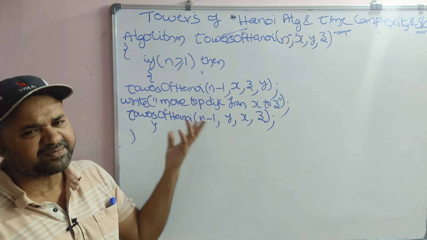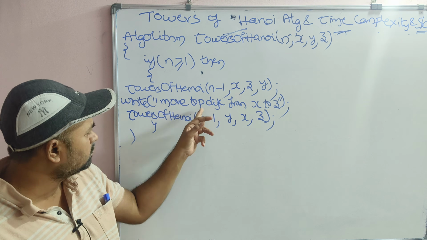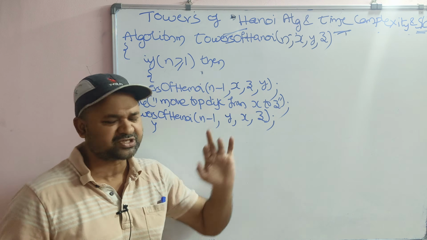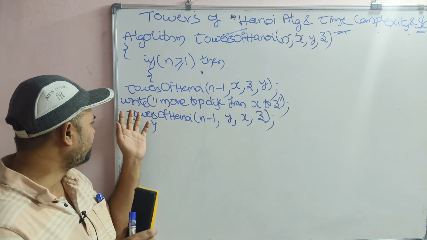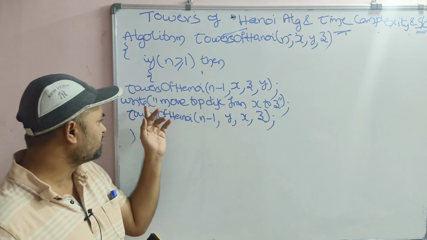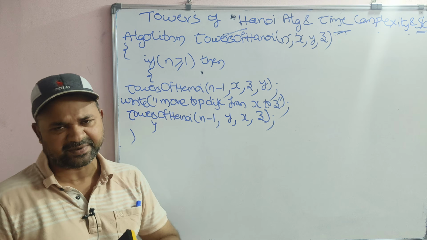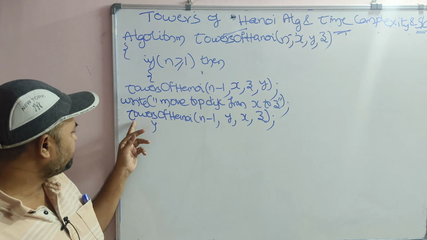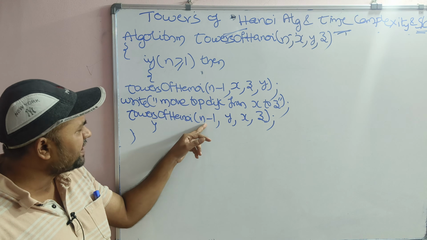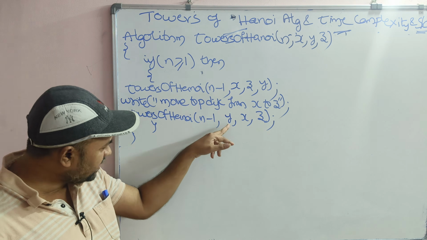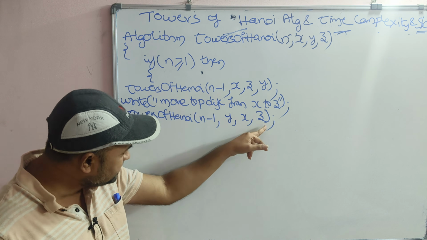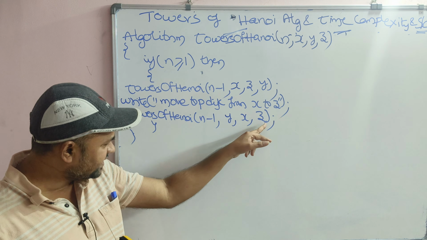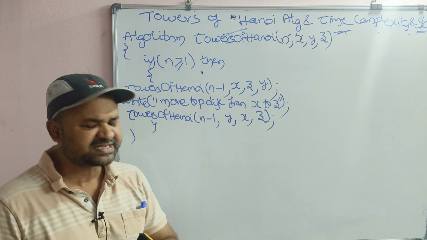Next, write means printing. Move the top disk from x to z. Write is nothing but a printf statement. So with the help of this line, we can print this statement: move the top disk from x to z. And the last one, Towers of Hanoi of n minus 1, move the disk from y to z with the help of x. So here y means source tower, z means destination tower, whereas x means auxiliary tower.